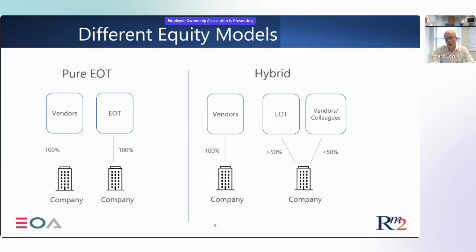However, the hybrid model is really something which is worth considering. This is where someone else owns equity as well as the trust. Obviously, it's going to be a minority stake. This is the mechanism by which you can incentivize your next generation of directors to stay within the business. There's a characteristic of an EOT transaction.